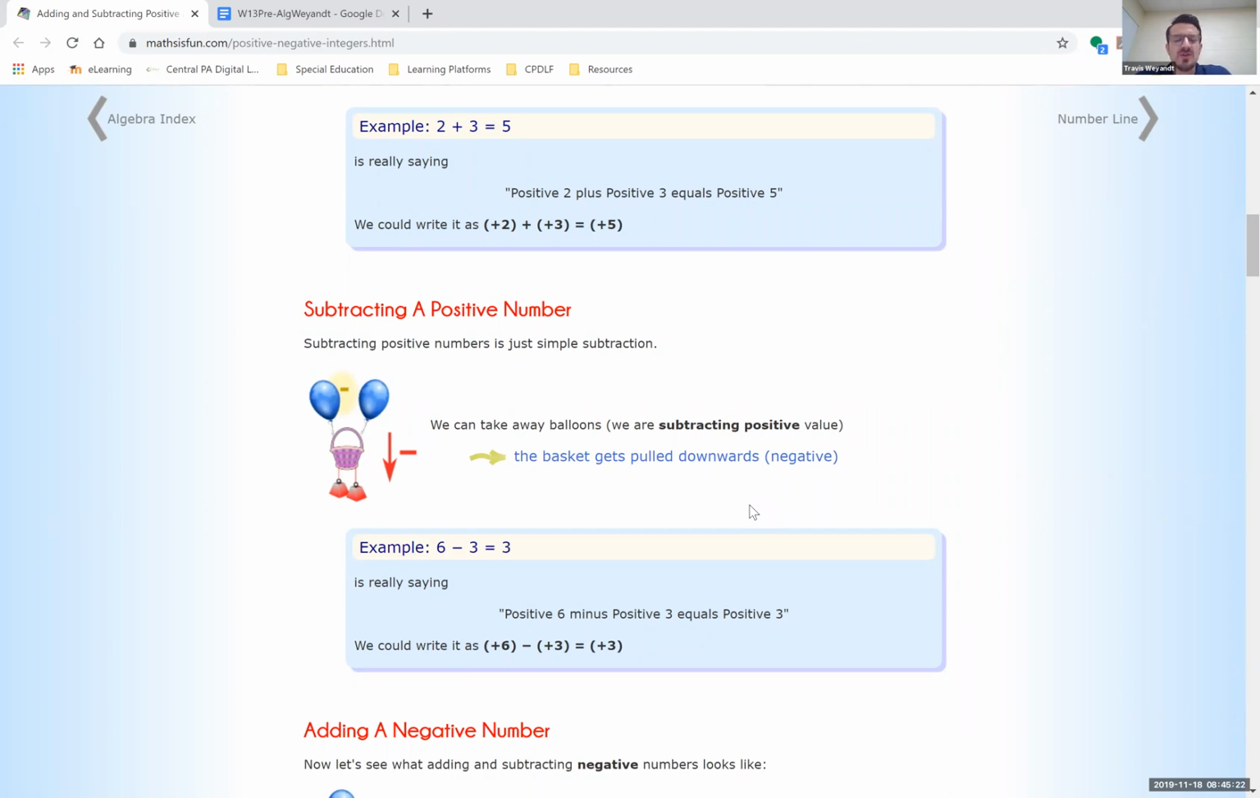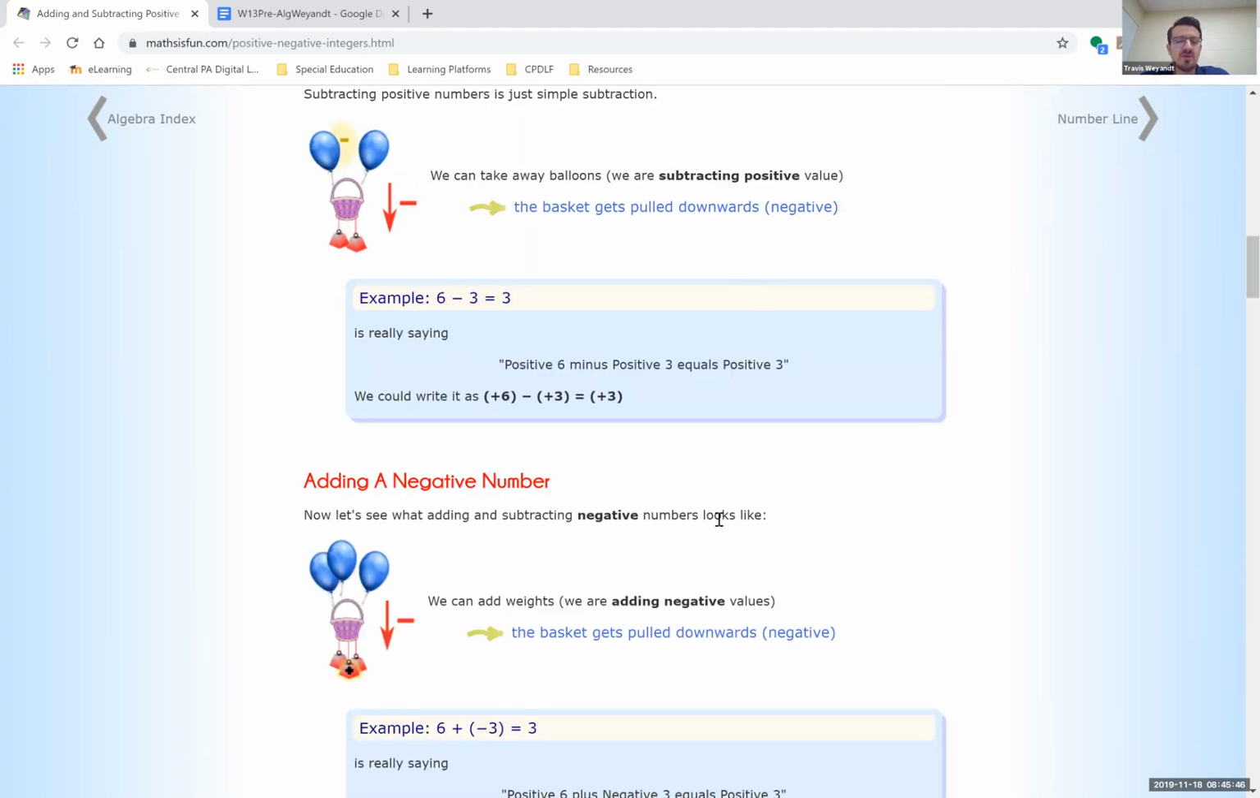So like example one there, 2 + 3 = 5. We've seen that constantly through our lives as even younger kids: if we have 2 things and we add 3 more things, we get 5 things. But really what you're saying is that a +2 plus a +3 equals a +5. So you were actually doing some integer problems without even knowing it. We just didn't see them that way. And the same thing for subtracting. Here's 6 - 3 = 3. We've seen it before, but what you're actually saying is that a +6 minus a +3 equals a +3.